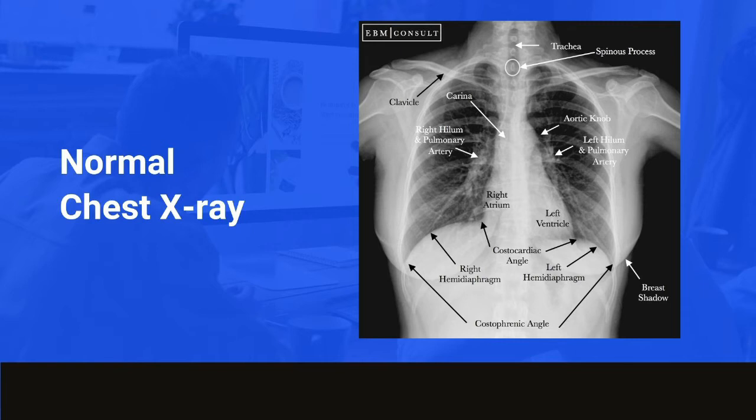In this X-ray, which shows the normal anatomical landmarks, you can see many things are visible on a chest X-ray. This is a posterior anterior view, and you can see the bones, the lung fields, the heart shadow, and the domes of the diaphragms.